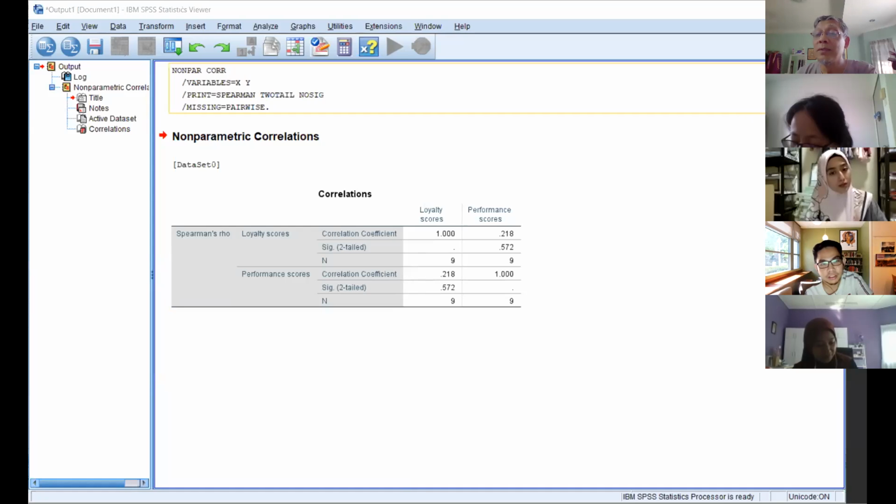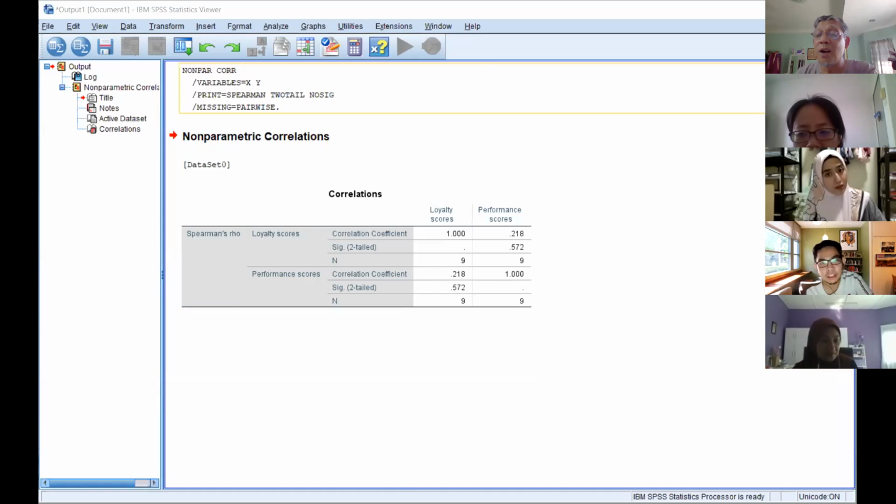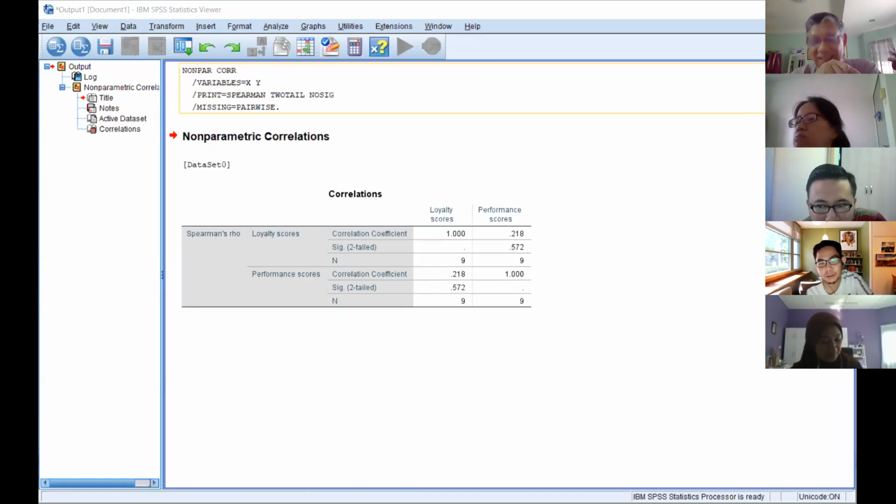There is a relationship between loyalty score and performance score, if you want to write in your thesis or in your project paper. But here, for this subject, we put it in symbol form. So H0, rho S equals 0. That's right. HA, because it doesn't indicate direction, and here it indicates two tail. Significant two tail. Therefore, HA, rho S not equal to 0.